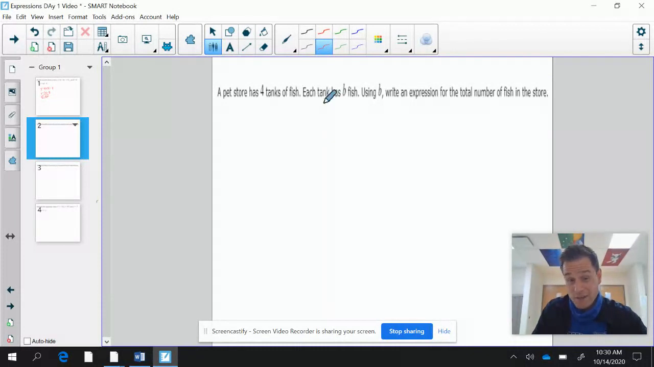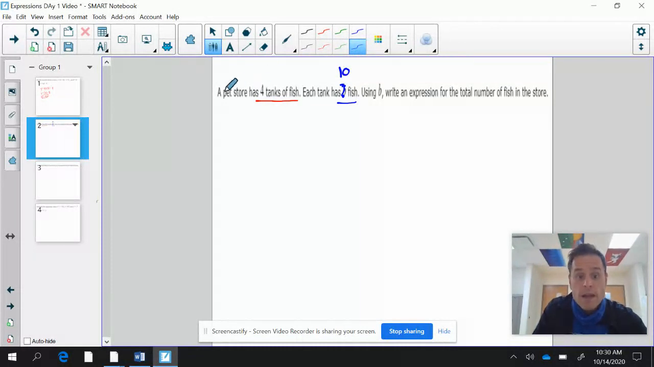This is another one that can be a little confusing. It says you have to write the expression for the total number of fish. Let's read it. It says a pet store has 4 tanks of fish. I like to underline each part. And each tank has B fish. Using B, write an expression for the total number of fish in the store. If you ever get confused with this, I like to put in a random number for B. Let's say we had 10. I like to use an easy number.